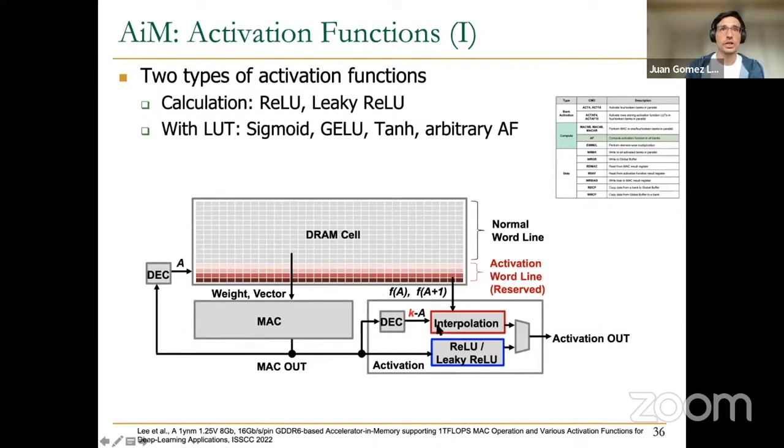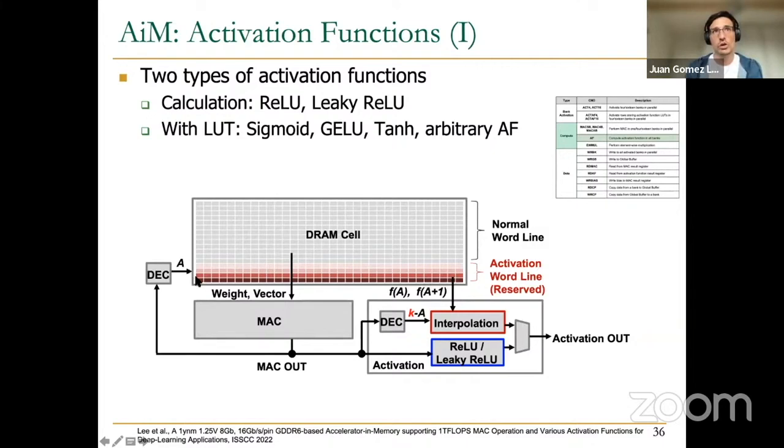Now, what they are doing is extending the PU near the MAC circuit. We have this activation circuit, and as you see, there are 2 possible paths here. The first one is for those activation functions that are calculated, like the ReLU and the leaky ReLU. The other path is for the lookup-based activation functions. And as you can already see here, there are 2 steps for these lookup-based activation functions.